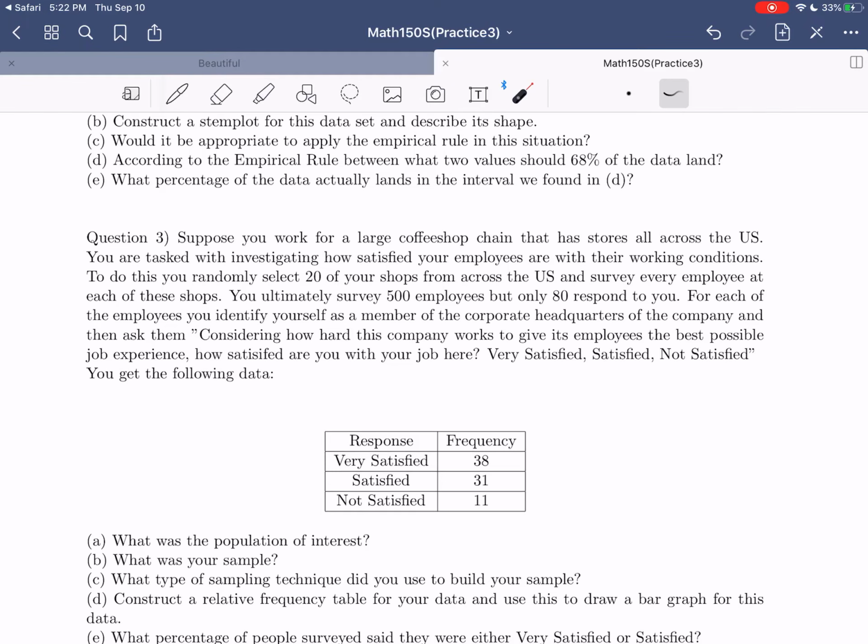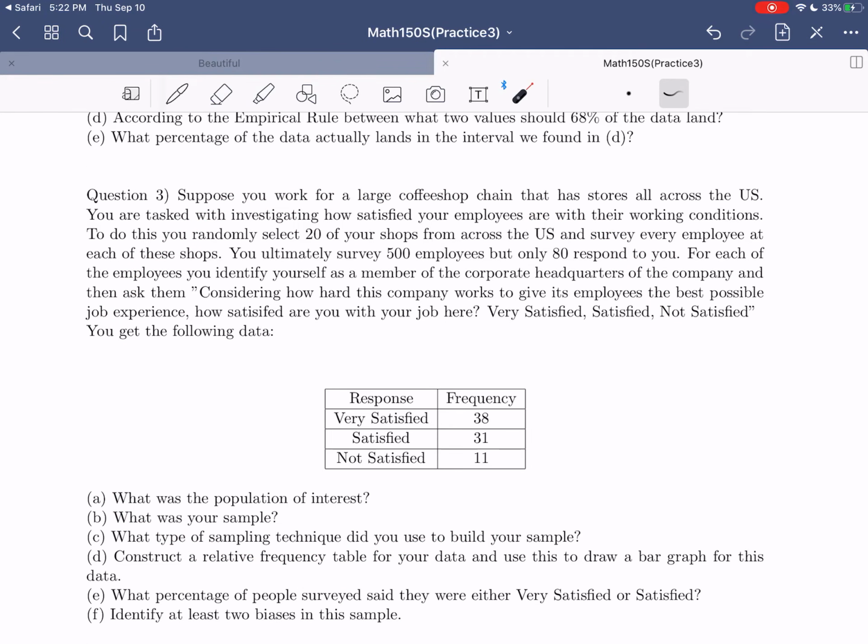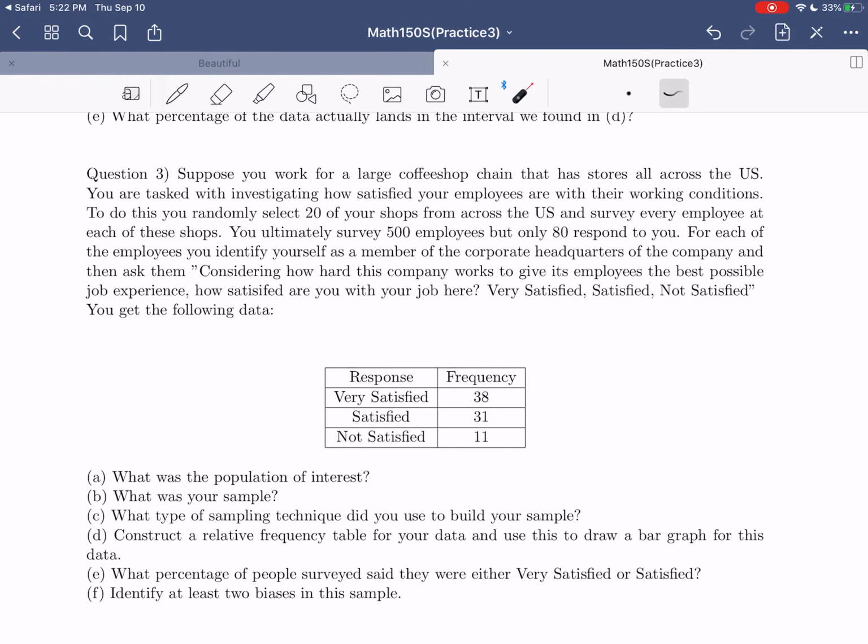All right, let's turn our attention then to question 3, which focused more on biases as well as some basic terminology from early in our class. So in question 3, we're going to suppose you work for a large coffee shop chain that has stores all across the US.